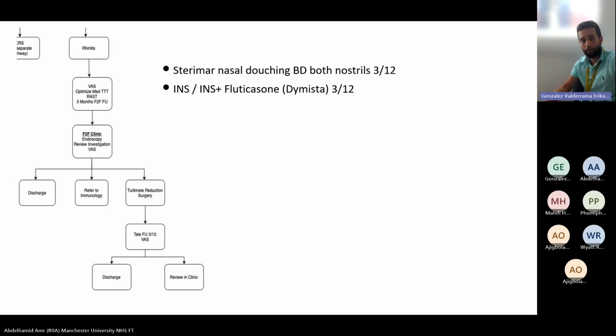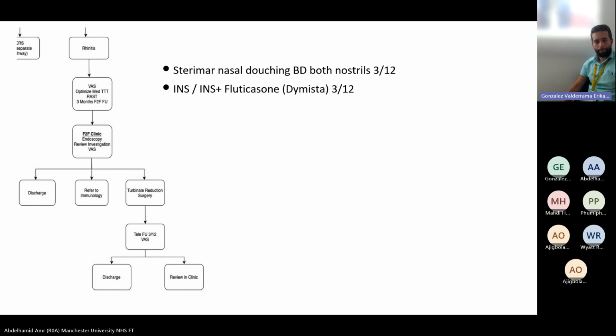So then they'll come to, again, we're trying to get it into a one-stop face-to-face clinic. When they come to the one-stop face-to-face clinic, they'll have the examination, endoscopy, we'll look at their investigation, which is the allergy testing. And if they have allergic rhinitis, we'll get them to do the visual analog score, to fill in the patient reported outcome measures. And then they should have had optimal medical treatment for 3 months. So then depending on the outcome, if it's improved, then just discharge, no need for follow-up. We're trying to get it like a proper one-stop clinic.